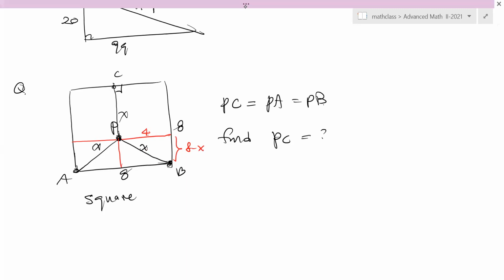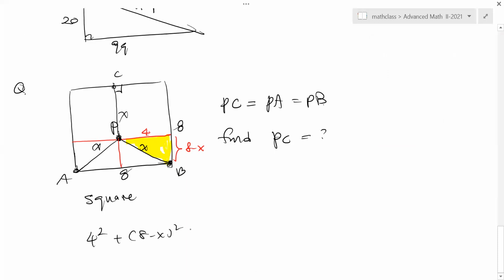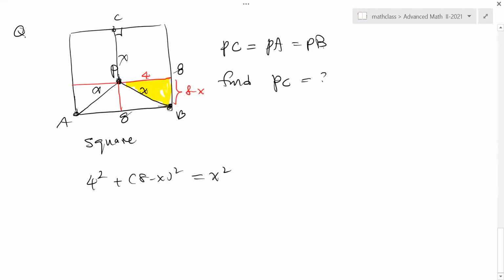Then this triangle is the right triangle. So applying the Pythagorean theorem, you get 4 squared plus (8 minus x) squared equals x squared. Then you simplify, then you get x. As long as you get an equation in x, then you solve the problem.